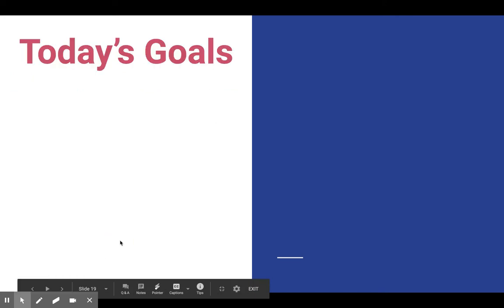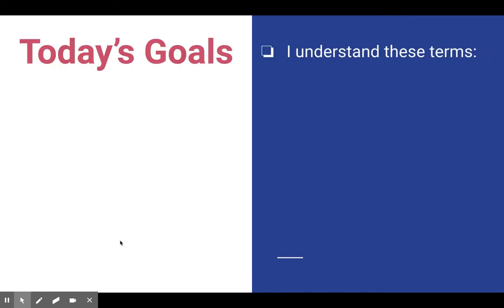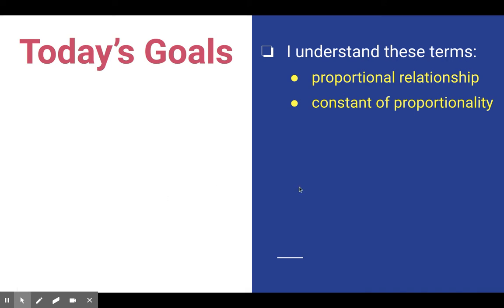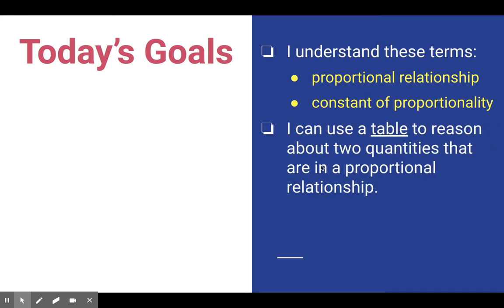So let's just revisit what our goals were for today. Do I understand these terms? Remember, I needed to understand what proportional relationship meant. I also needed to understand constant of proportionality. We wrote both of those definitions down in our journals, and we want to make sure that we have a working knowledge of that. We also want to make sure that I can use a table to reason about two quantities that are in a proportional relationship.